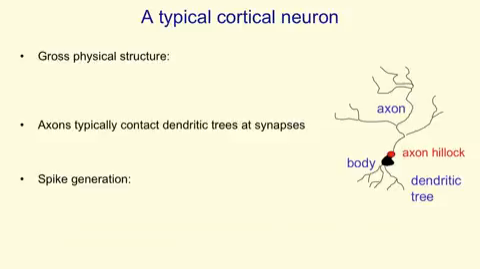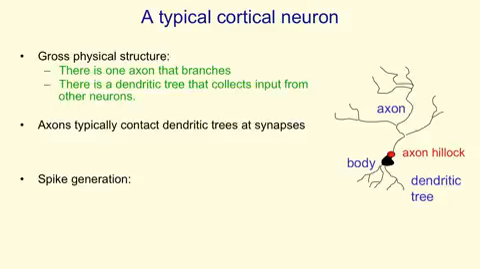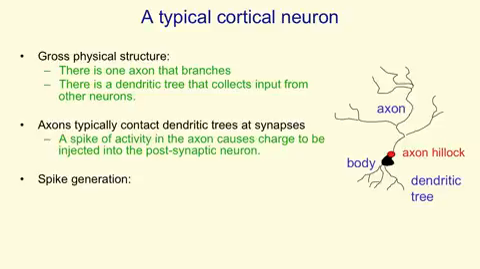A typical cortical neuron has a gross physical structure that consists of a cell body and an axon where it sends messages to other neurons, and a dendritic tree where it receives messages from other neurons. Where an axon from one neuron contacts a dendritic tree of another neuron, there's a structure called a synapse. And a spike of activity travelling along the axon causes charge to be injected into the postsynaptic neuron at a synapse.